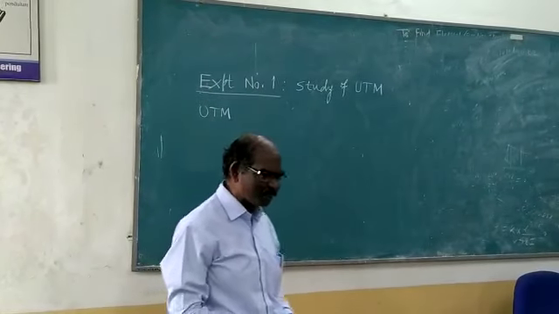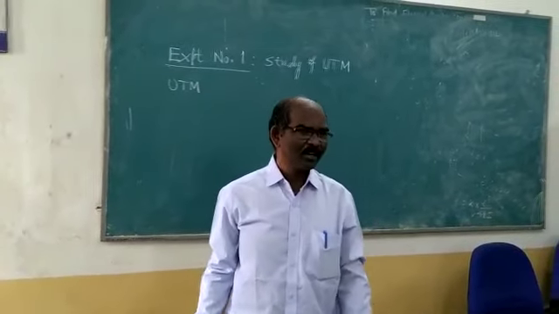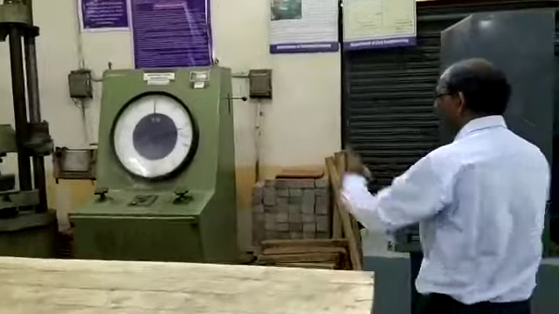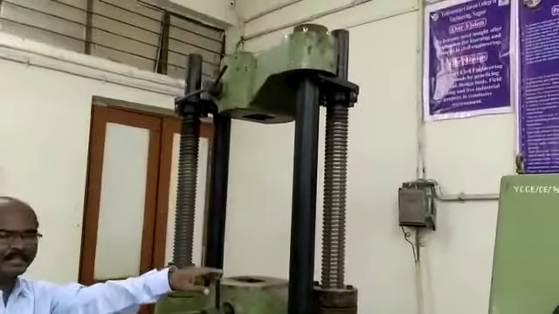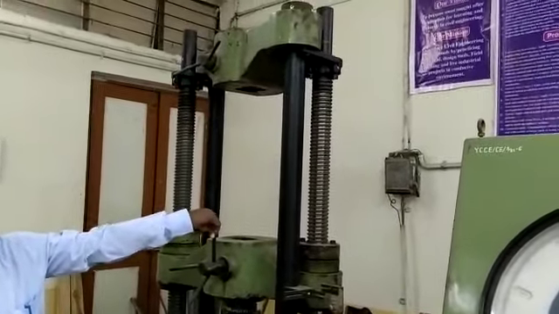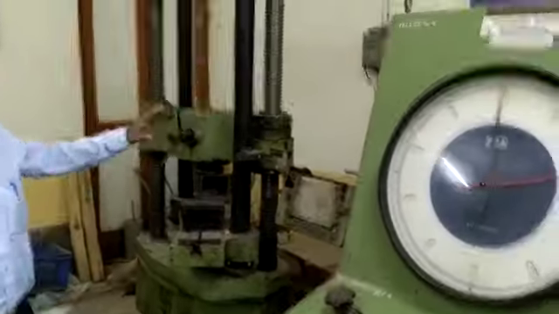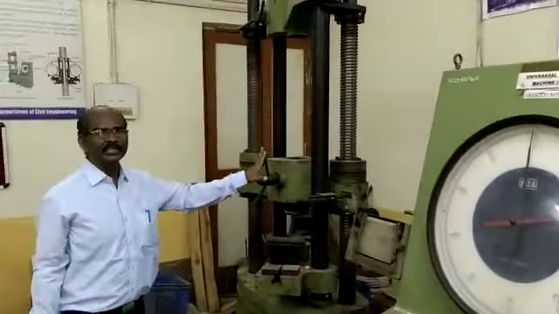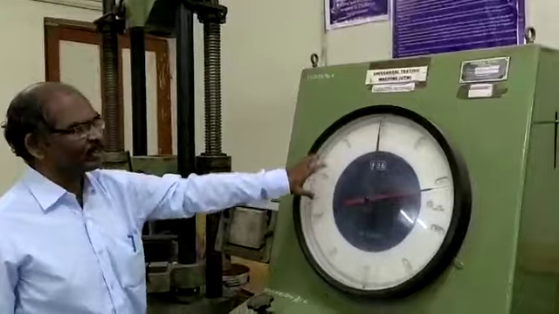So here when we come to the study of universal testing machine, instead of explaining it on the blackboard, let us come to the machine and see various parts of the machine. This complete machine is called the universal testing machine. Here this machine is divided into two parts, on the left hand side and on the right hand side. The left hand side is called the loading unit. The unit on the right hand side is called the control unit.